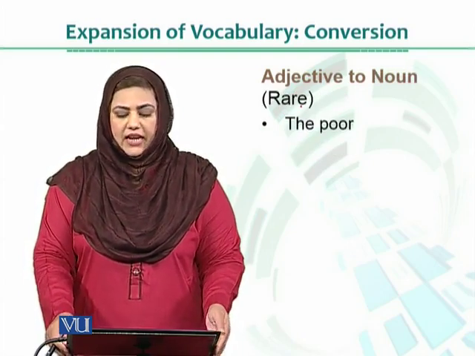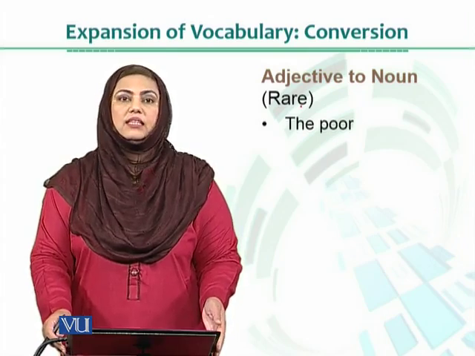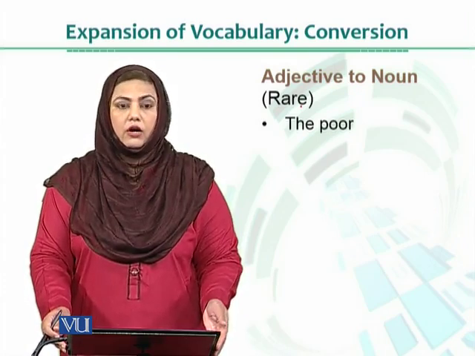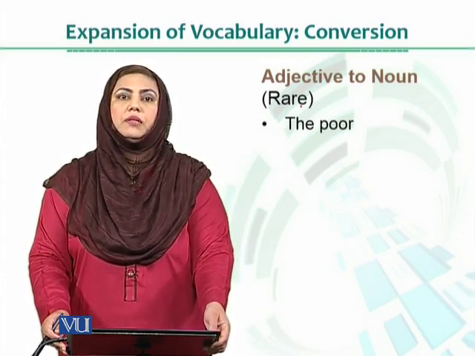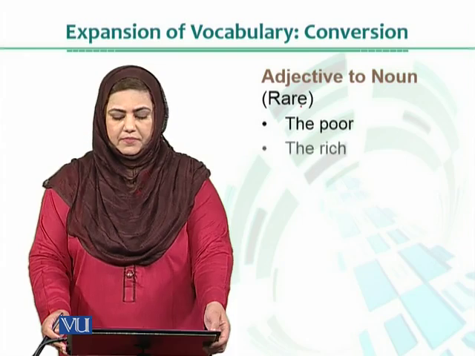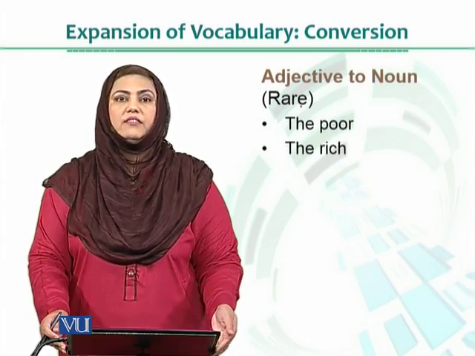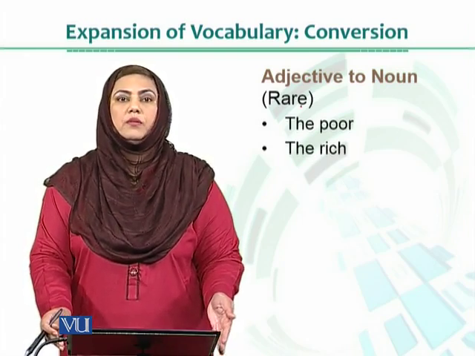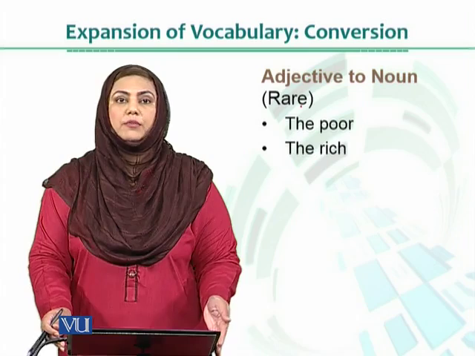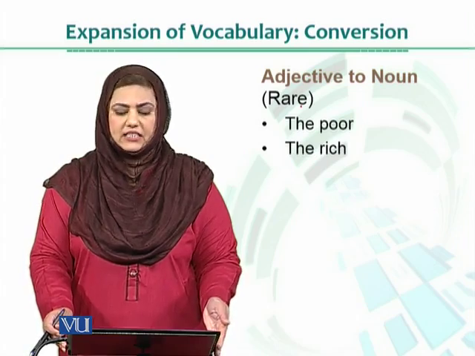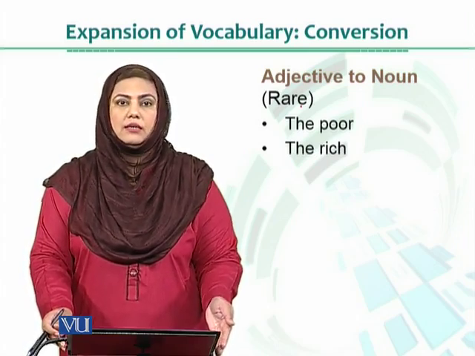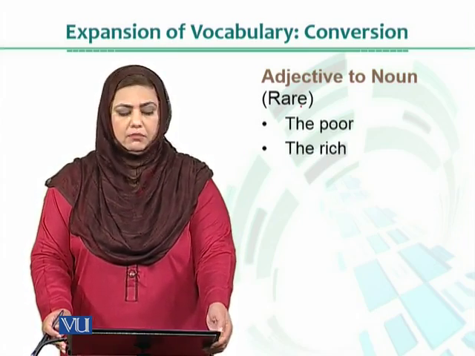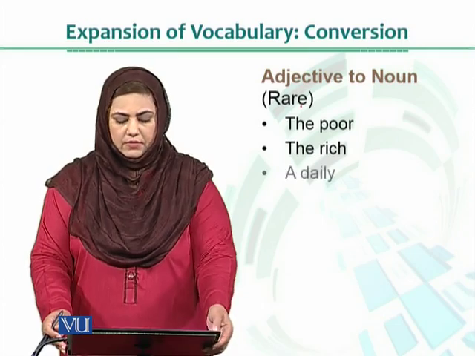As far as the fourth category, that is adjective to noun, is concerned, they are rarely formed in English through the process of conversion. However, some examples can be found. For example, the poor, the rich. Otherwise, we use poor people, for example, poor man. These are examples of poor as an adjective. However, when we use the and make it the poor or the rich, then it becomes a noun.